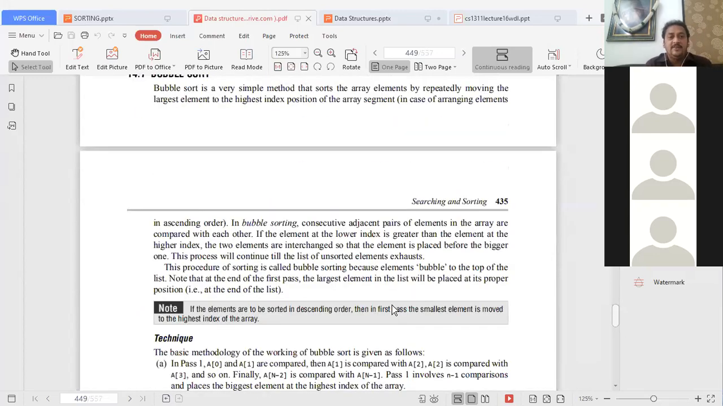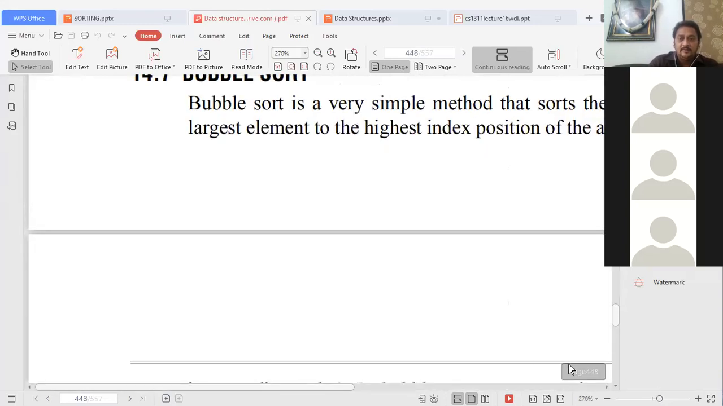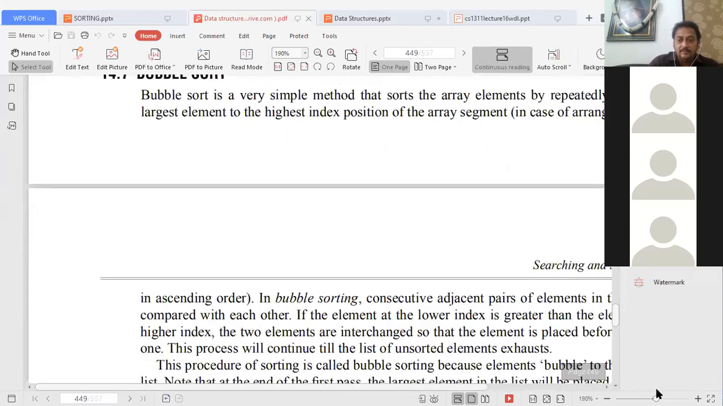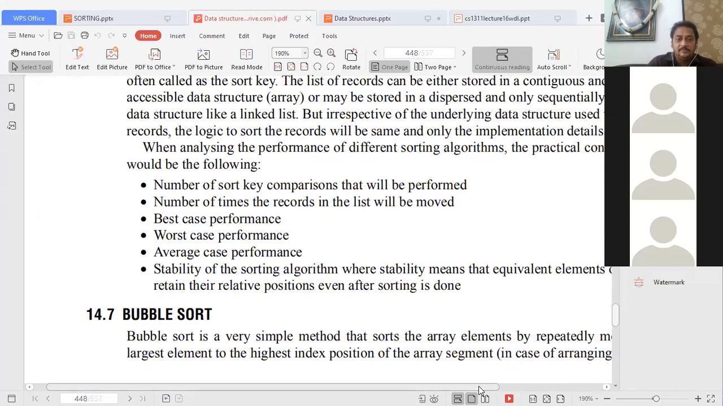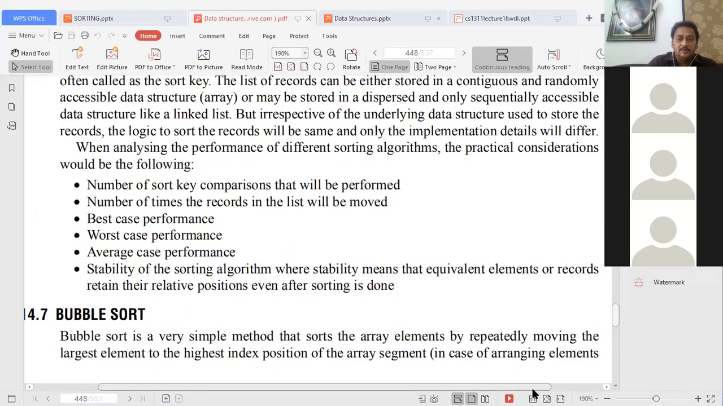So bubble sort is a very simple method that sorts the array elements by repeatedly moving the largest element to the highest index position. Can you observe the screen now? Manikanta? Yes, sir. Daya? Now I think the screen is visible to you, everybody.